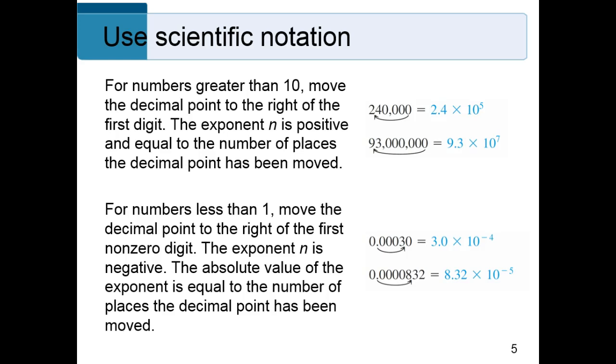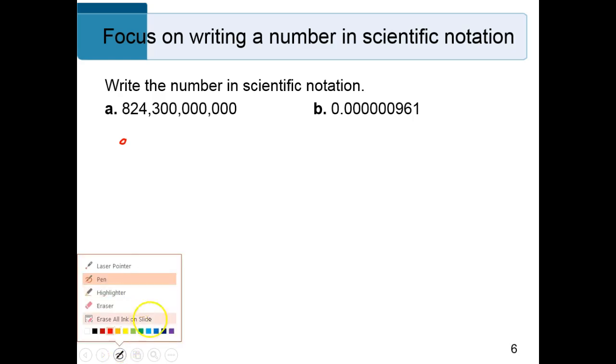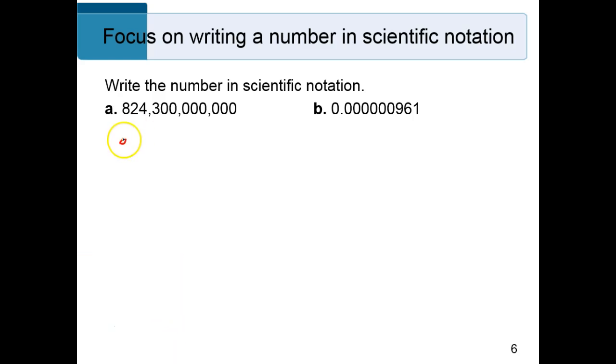Okay. Any questions on this slide before we move to some examples? So let's do this. Write the number in scientific notation. You tell me how to do that first one. Okay, 8.243. Okay, put down all the significant digits. Those zeros at the end are not.